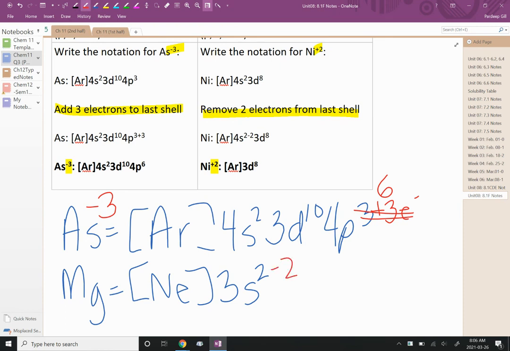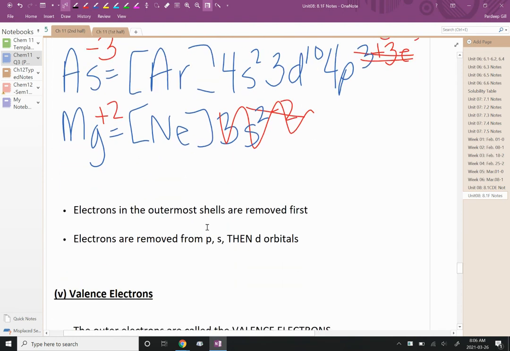So we take away 2 electrons. So we're left with 0. So then we're left with a charge of +2. So if we take those away, this whole shell is gone. And now we're left with simply neon. So that's how ions work. You either take electrons away, as in the case of magnesium +2, or you add electrons to get a noble gas configuration. Just a quick note, electrons in the outermost shells are removed first.